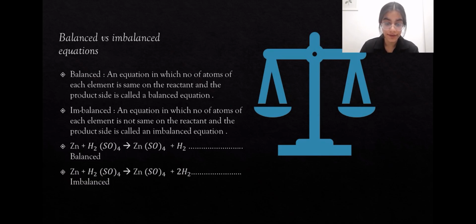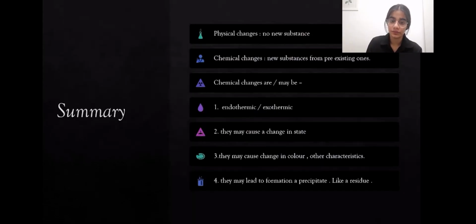You see that zinc is balanced, sulfate molecules are balanced, but when it comes to hydrogen, there are two atoms of hydrogen gas, which is H2, on the right hand side, but only one on the left hand side. Such an equation does not obey the law of conservation of mass. Since it does not obey the law of conservation of mass, this is an imbalanced chemical equation, which isn't right. It is very important to balance chemical equations.